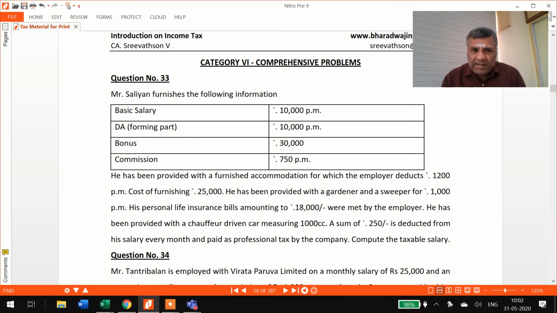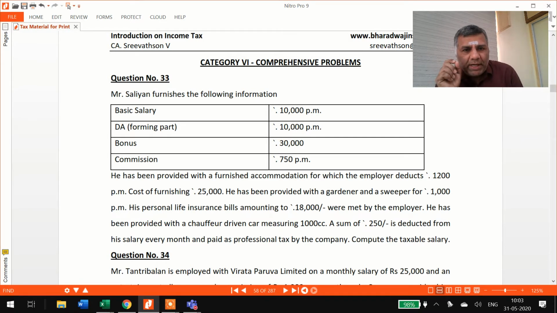Mr. Sullivan furnishes the following information. Basic salary 10,000 per month. DA forming part, 10,000 per month. Bonus 30,000. Commission 750 per month.